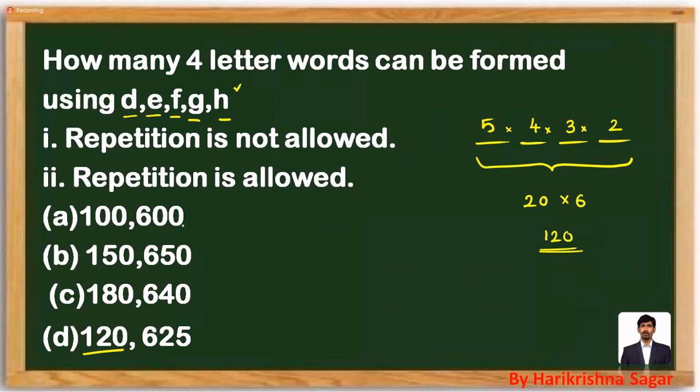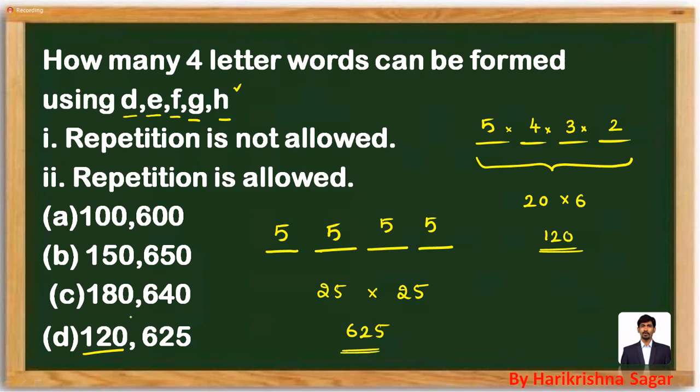Let's assume the question is based on repetition being allowed. So there is a 4-letter word. You can fix any one of these in the first gap. That means the first gap can be filled in 5 ways. Because repetition is allowed, the second gap can also be filled in 5 ways, the third gap in 5 ways, the fourth gap in 5 ways. So the total number of possibilities will be 25 times 25, that is going to be 625. Mark your answer choice as option D. So that is repetition allowed and repetition not allowed.